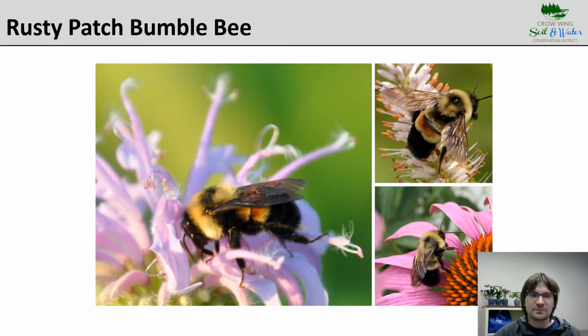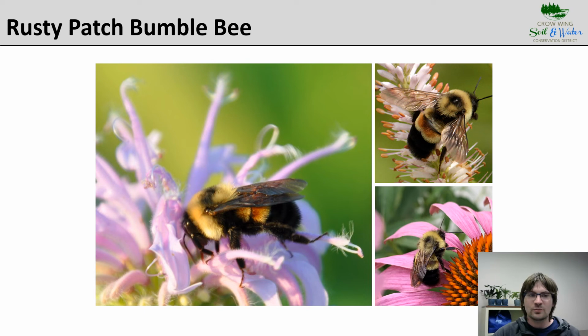Up next is the rusty-patched bumblebee. The rusty-patched bumblebee is a species of bumblebee native to eastern North America. Its workers and males have a small rust-colored patch on the middle of their second abdominal segment, or thorax. This bee was once commonly distributed throughout Minnesota and the United States, but has declined down to about 13% of its original range in the last 20 years.